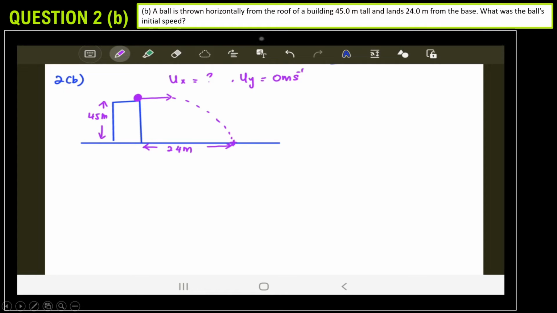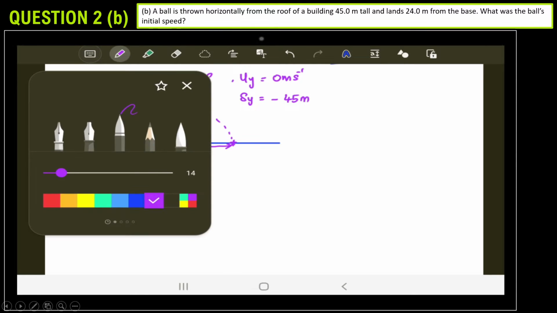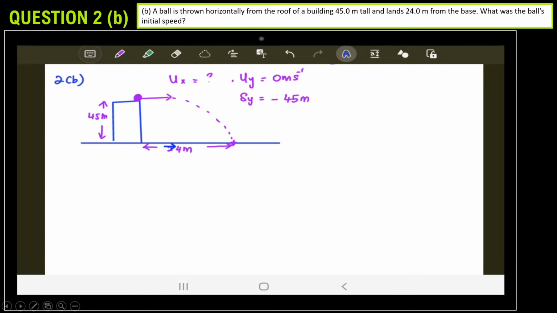Alright, so from this diagram, I can take out all the information from the question. So I have Uy equal to 0 meters per second, and since the object is moving downward, Sy is negative 45 meters. The direction is downward, so Sy is equal to negative 45 meters. And now we have the value of Sx, where Sx is equal to 24 meters.